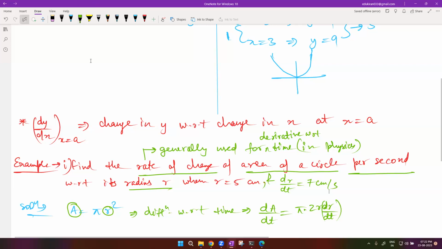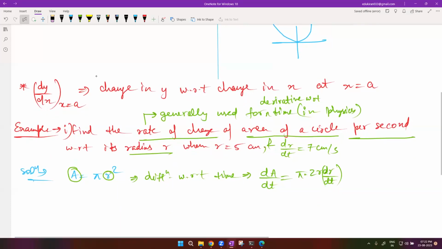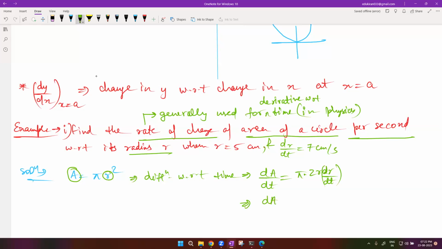In that case, we know r, we know dr by dt. So dA by dt at r equals 5 will be 5 into 2, 10. This will be 10 pi into 7 dr by dt. The value will be 70 pi, and this will be centimeter square per second.